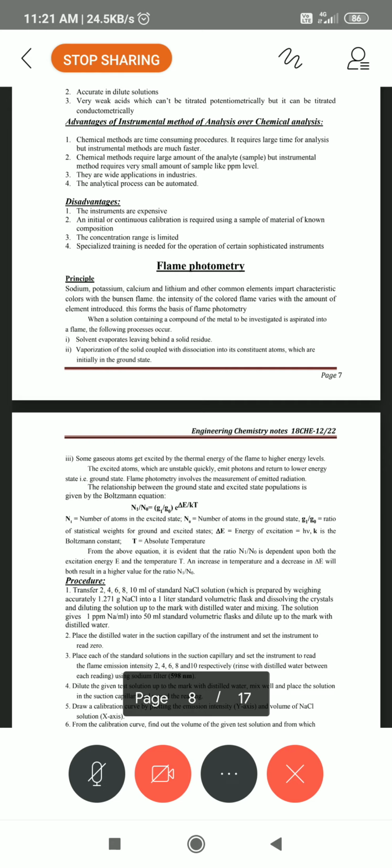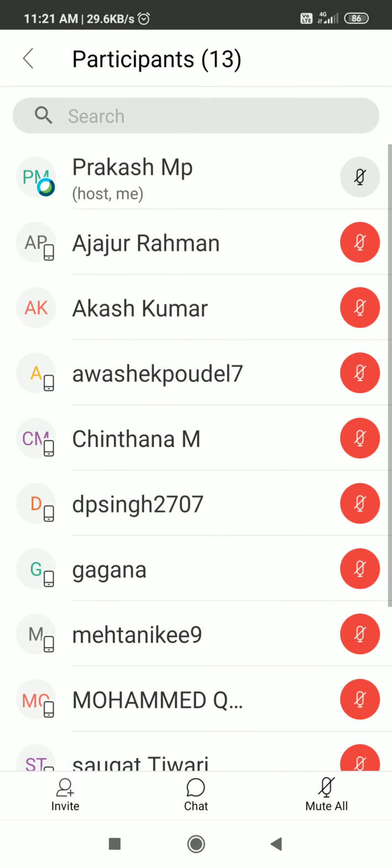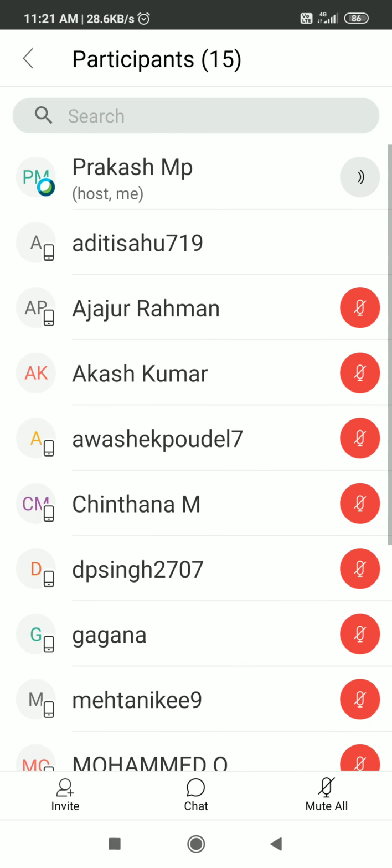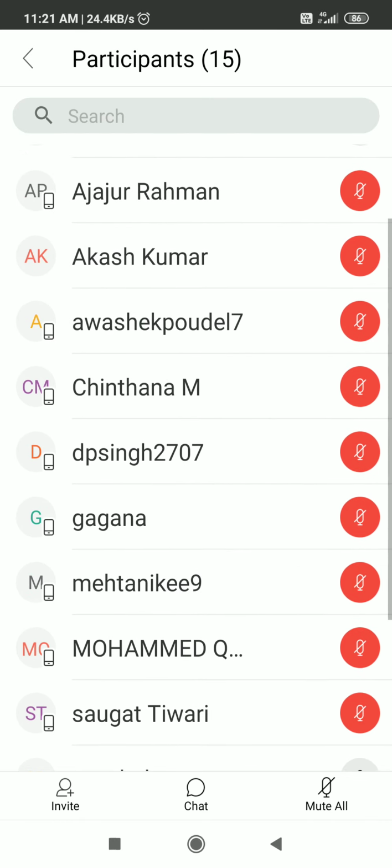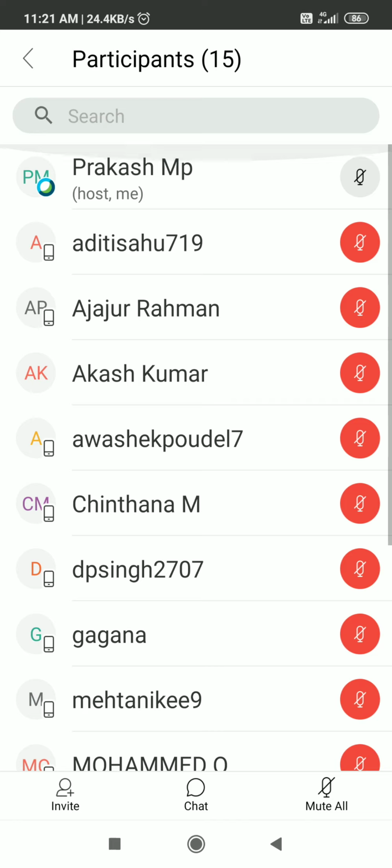Audible to you all? So at the time it emits the radiations, we can get the emitting of radiation. Reading of those radiations immediately, we can call it the flame photometer.